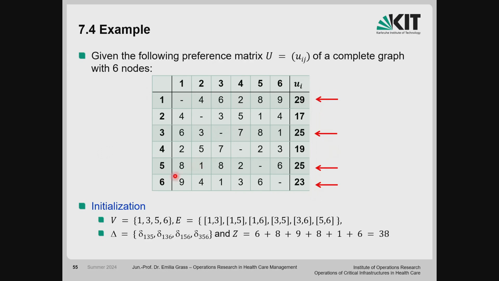Okay, so this is our initialization. We choose exactly these nodes with all the connecting edges and the corresponding triangles. And now we determine the objective function, which is 6 plus 8 plus 9 and so on. So we have an objective function of 38. That means the second department and the fourth department are left. And the question is which one to choose.